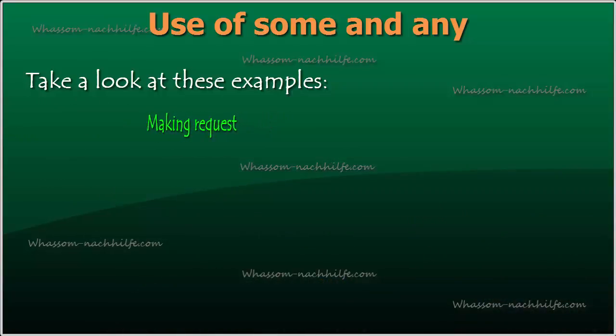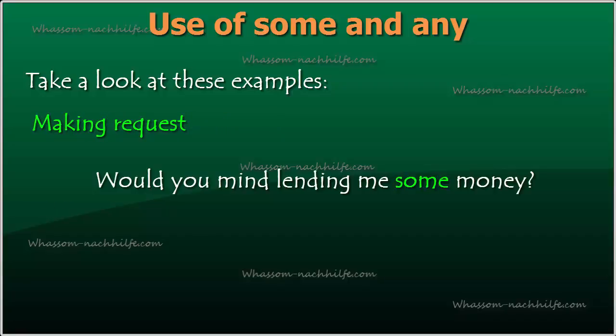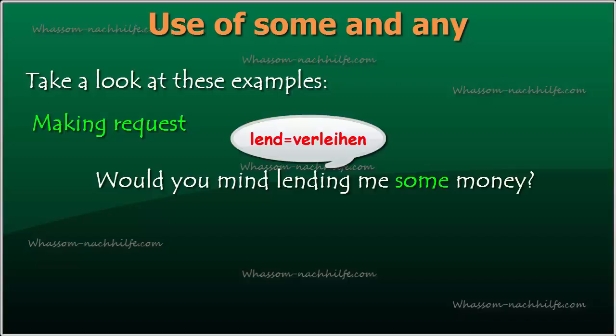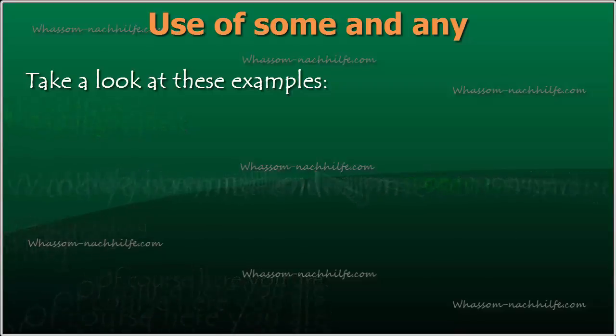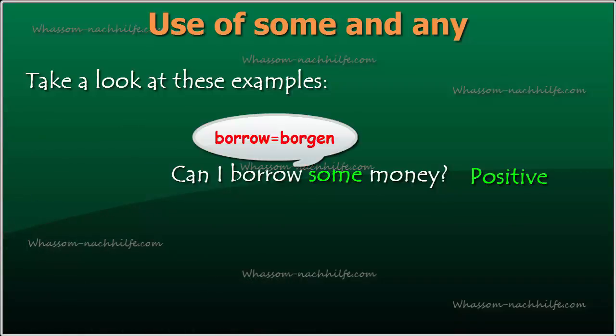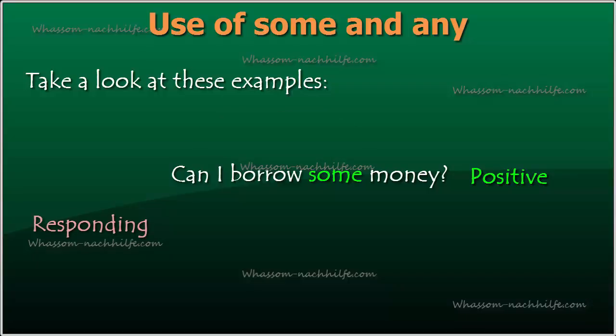We can also use some and any when it comes to making requests. For example, would you mind lending me some money? And the answer here would be, of course, here you are. This sentence shows us that it is possible to use some when it comes to making a request. And that way, the sentence is not a question, but it turns out to be a demand. Another example, can I borrow some money? Which is a positive sentence. Yes, you can. It's a possible answer too.